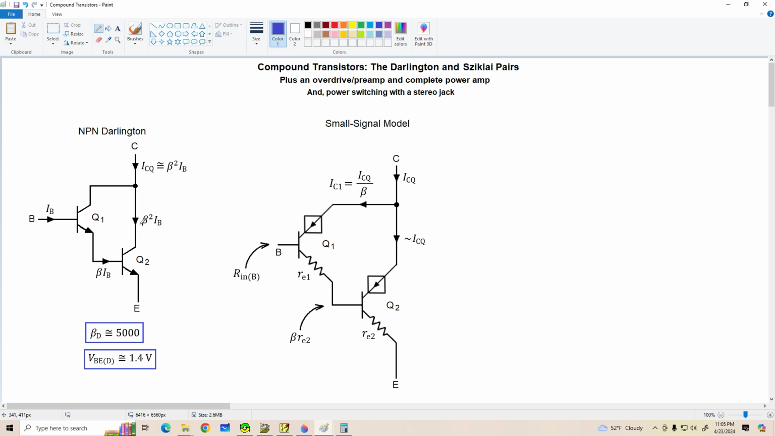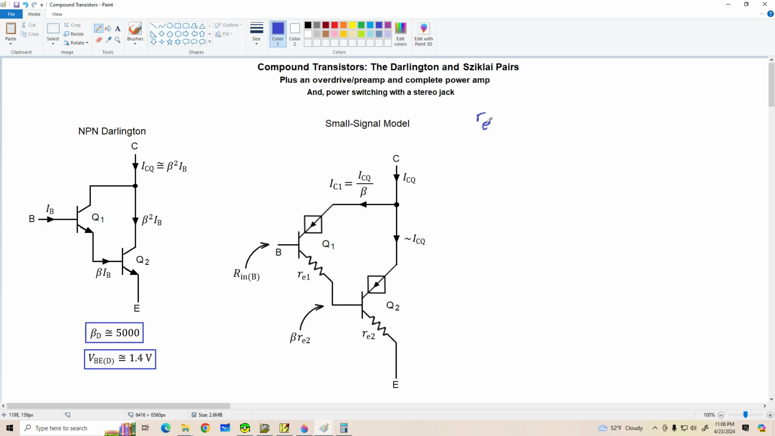All right, now if we assume that we've biased up the transistor and we've got an ICQ, this is the small signal model we're going to use to represent the Darlington. All right, and what I want to do here is derive an equation for Rin looking into the base from a small signal perspective.